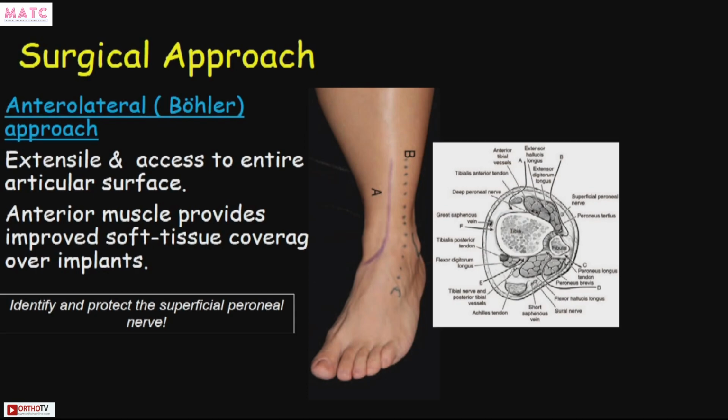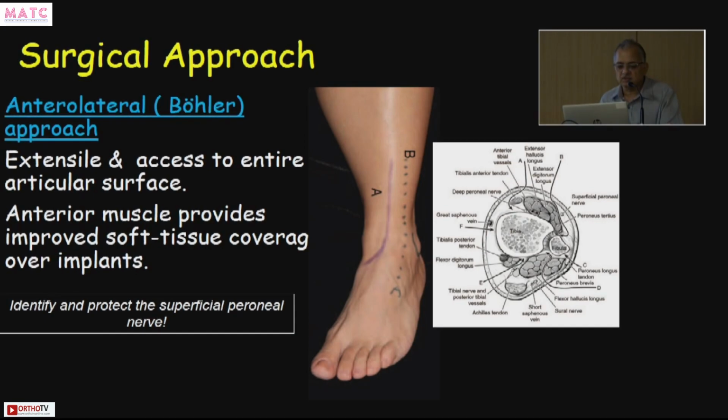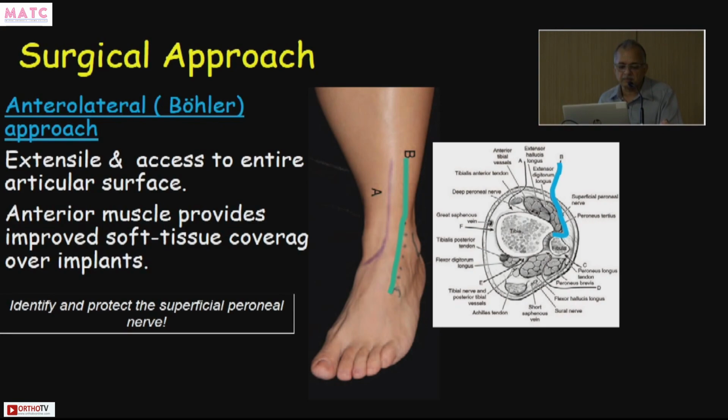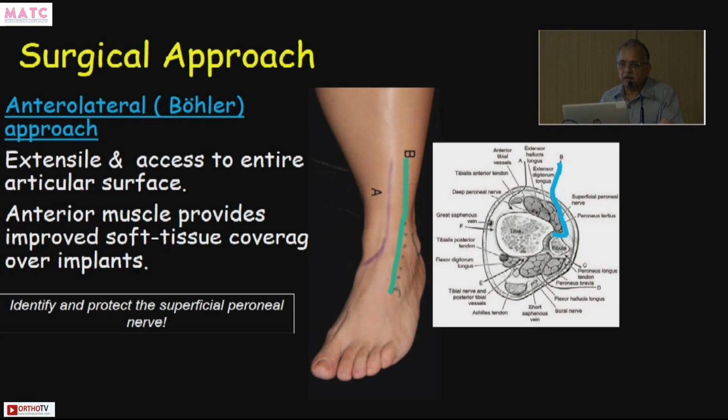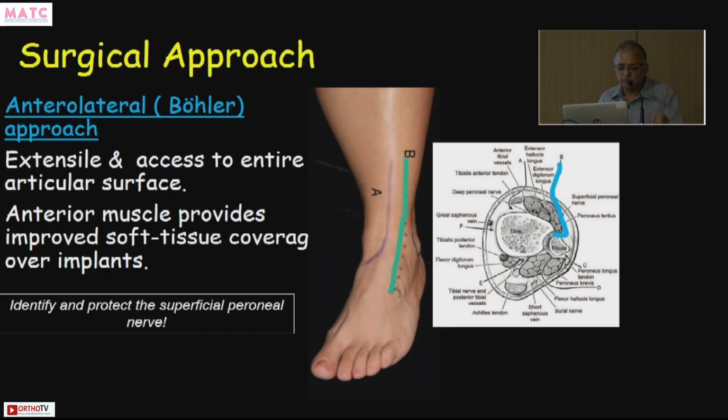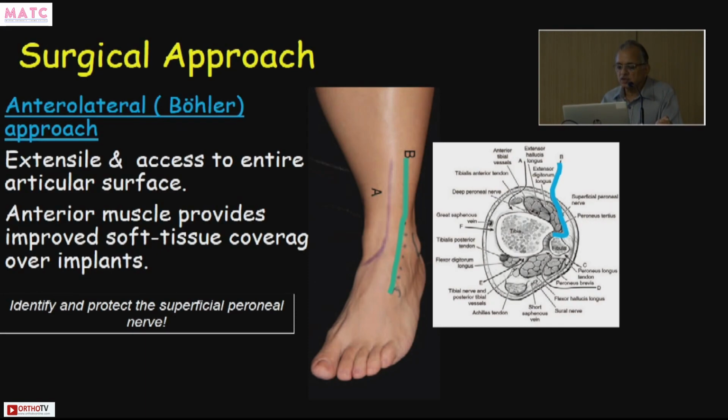The Bowler's approach or the anterolateral approach is the one which is commonly used, wherein it's an extensile approach which gives you access to the entire anterolateral aspect, and your plate will be covered by the muscles, so it has improved soft tissue coverage over the implant, and with the same approach you can fix the fibula as well.